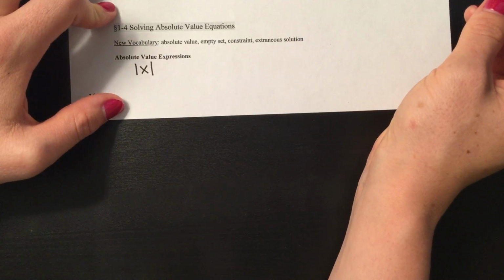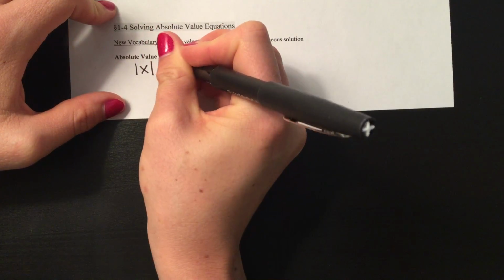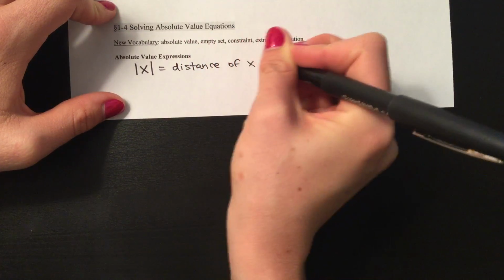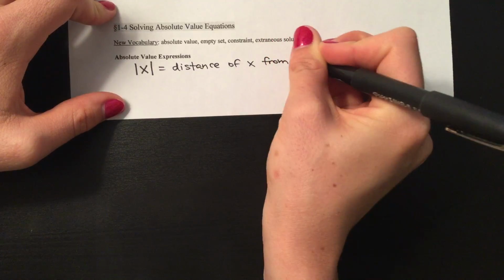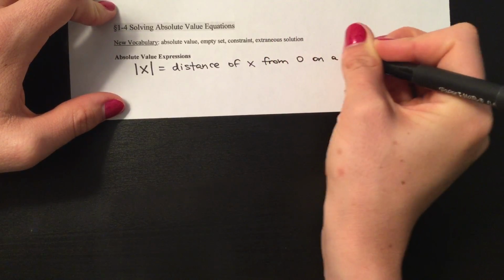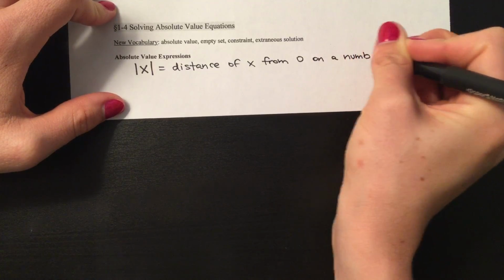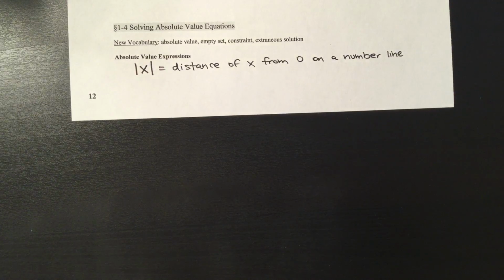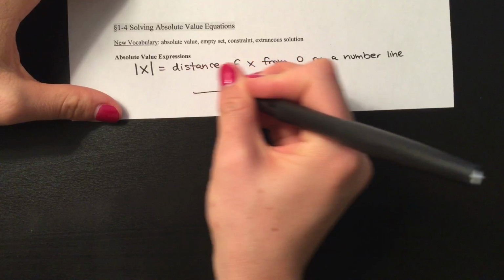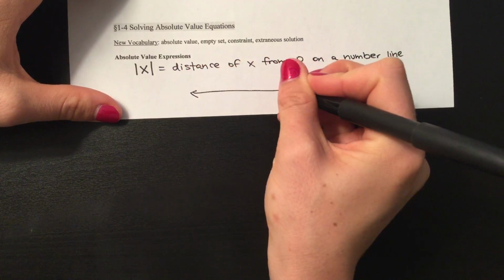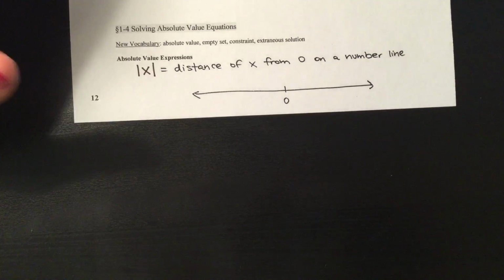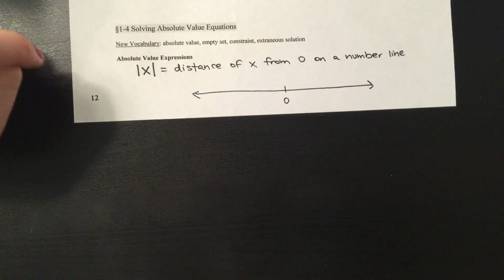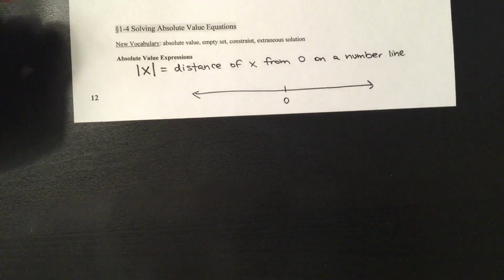What this means, this is the distance of x from 0 on a number line. So we treat it as a distance. So just to give you kind of a picture representation, let's say that we draw a little number line. I'm going to throw a 0 in the middle here. So x, we're thinking of it as representing like a number. You know, maybe it's 3 or 6 or something like that. So the absolute value represents the distance of x from 0 on a number line.